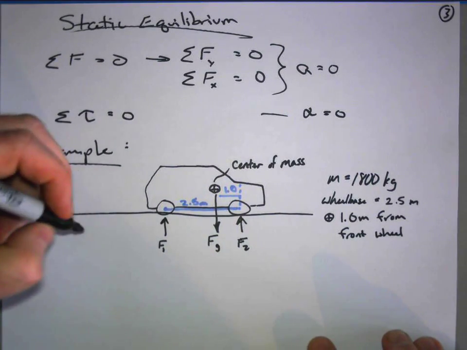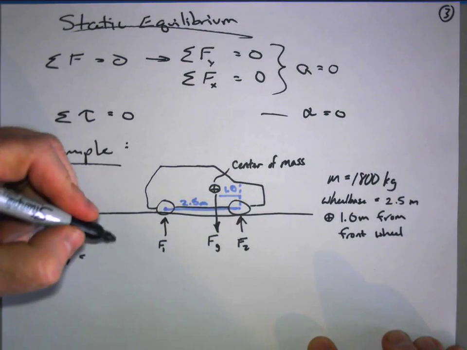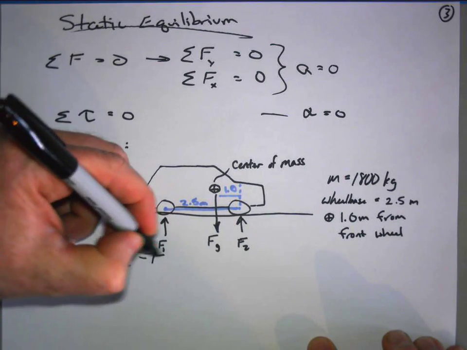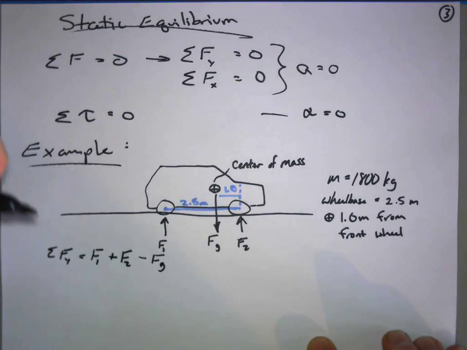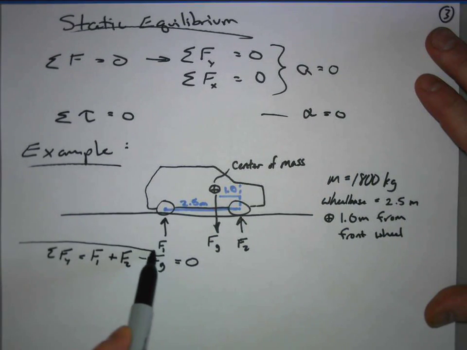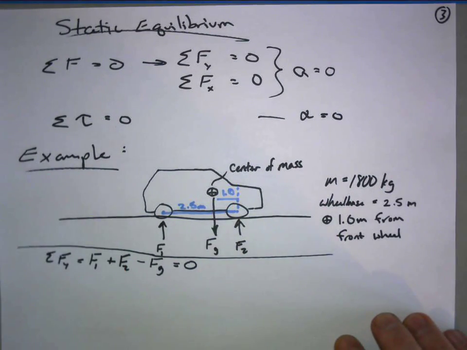So I can say, well, sum of forces in the y direction is going to be F1 plus F2 minus weight. And I know that has to equal 0 for equilibrium conditions. Kind of got a little close to my diagram, didn't I? Sorry about that. But I've got two unknowns. That's just an mg. Can't work that out just yet. But there's something else I can use. I can use the sum of torques is equal to 0. That's going to be handy.